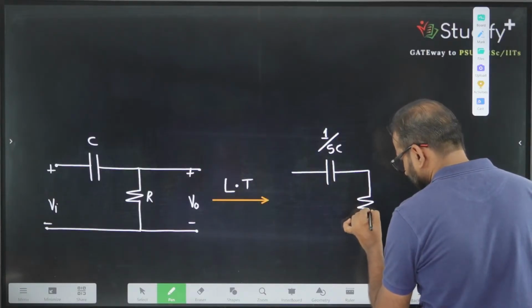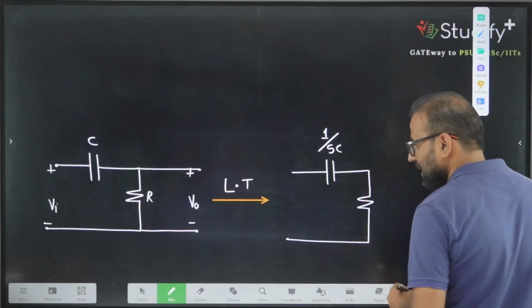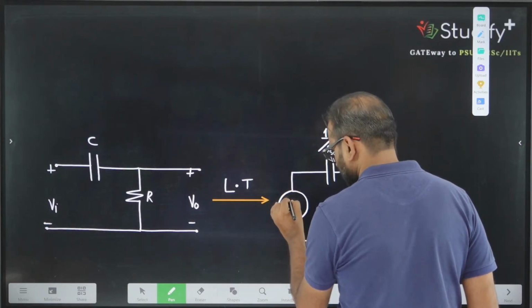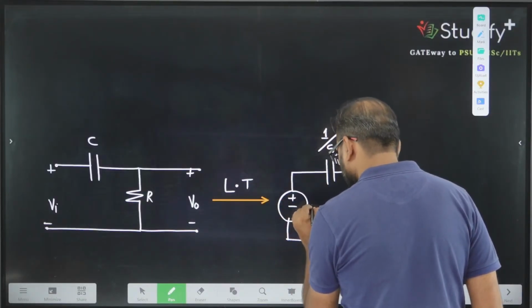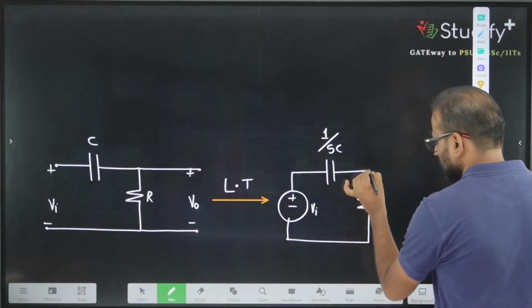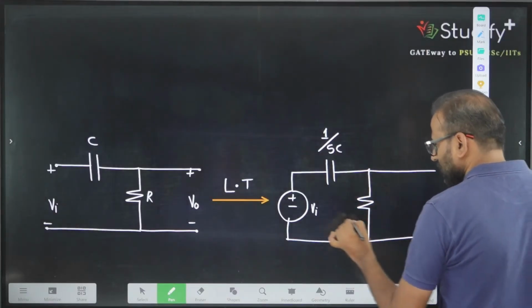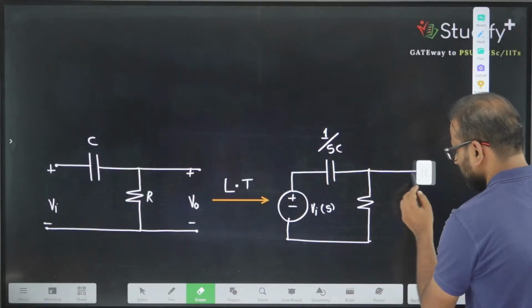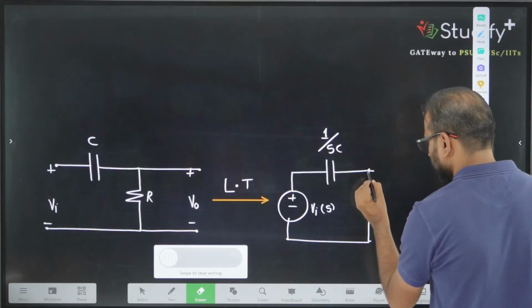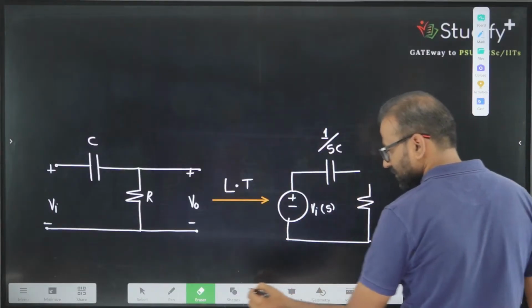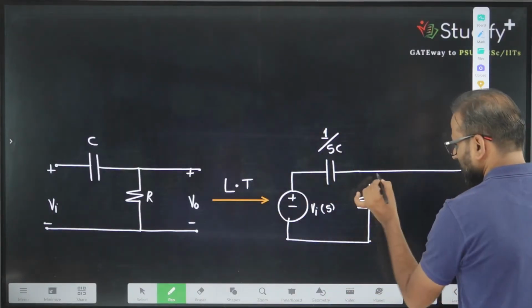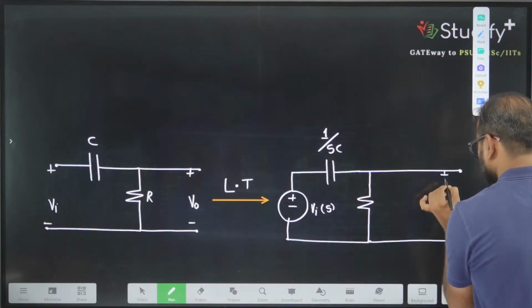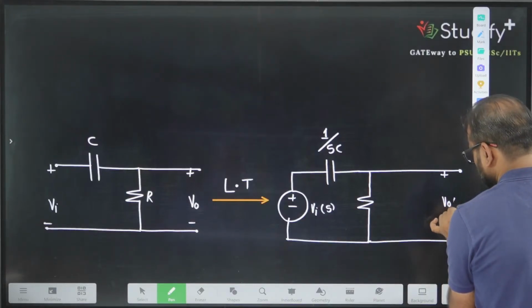What next? Next we have one resistance R, and this is our VI. I am calling this potential VI, and this is our V out. VI is also given in the S domain, and V out is also given in the S domain. Both are given in which domain? Both are given in the S domain. This is V out of S.